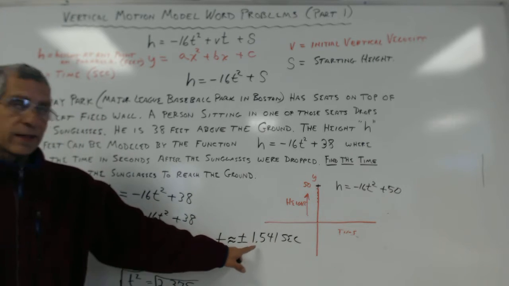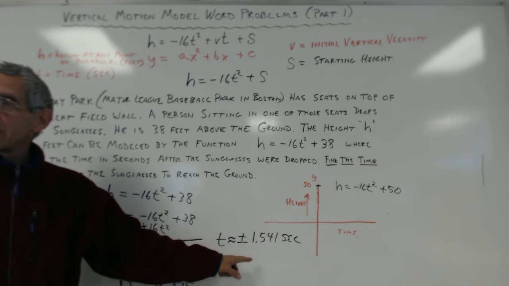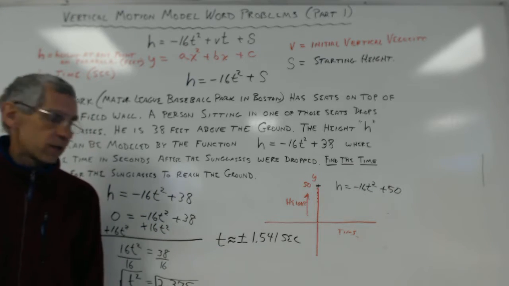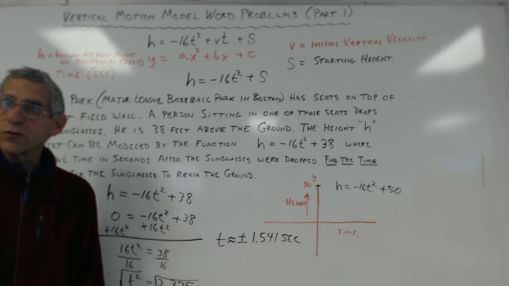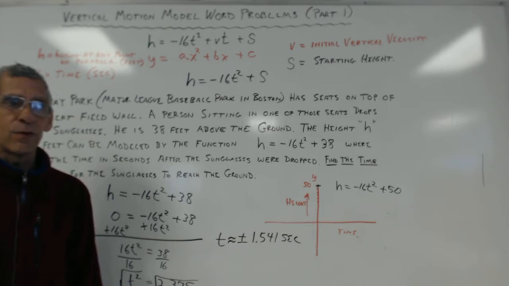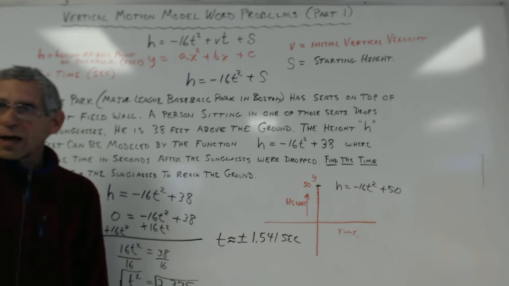So his sunglasses, now the question is, there's two answers. There's negative 1.54 seconds or positive 1.54 seconds. Which one is more likely to be the right answer? Positive. Positive, right? That's an example of where you've got to use logic to figure it out.